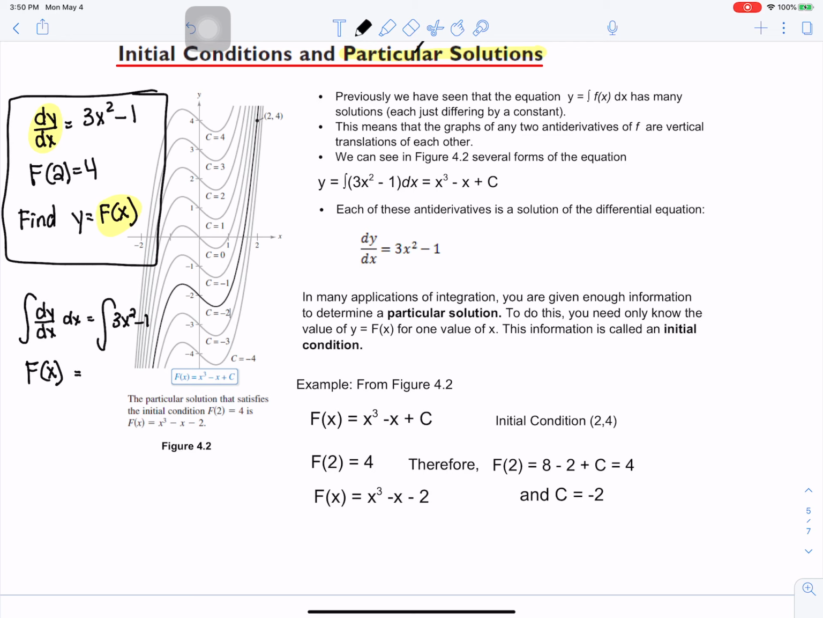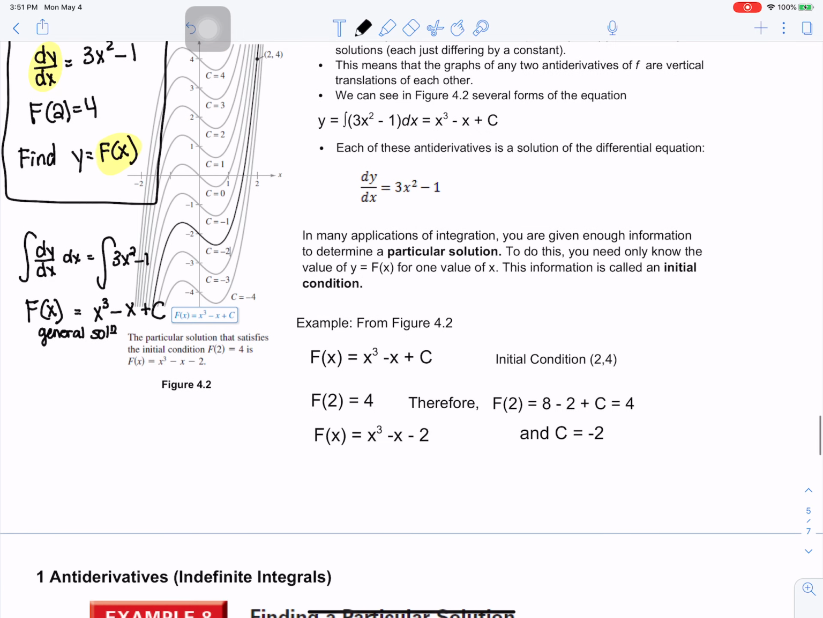What is the antiderivative of 3x squared? Add 1 to the exponent, x cubed, divide by that same number, and the 3's are going to cancel out. What's the antiderivative of 1? That's x, because if I take the derivative of x, I get 1, plus my arbitrary constant. We call this my general solution. Now they gave me an initial condition, so that will allow me to solve for a very particular solution.